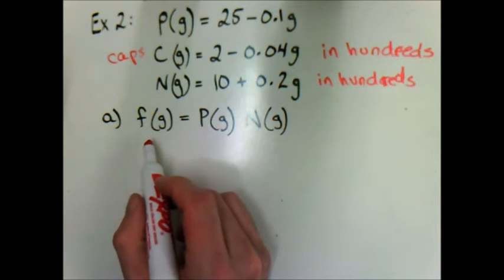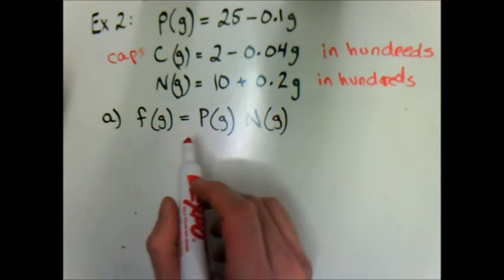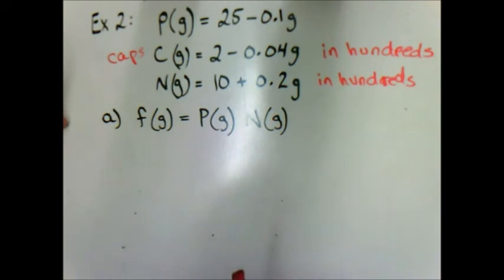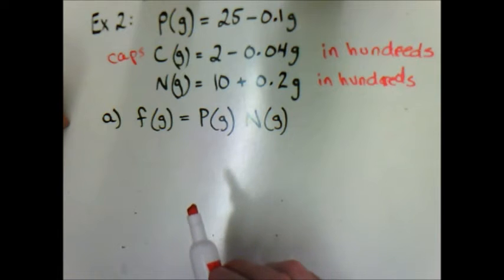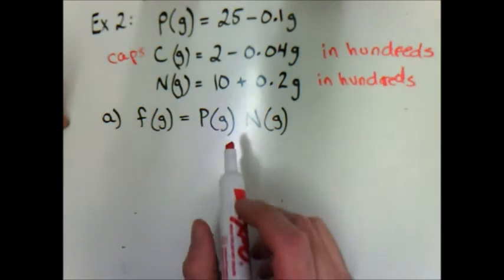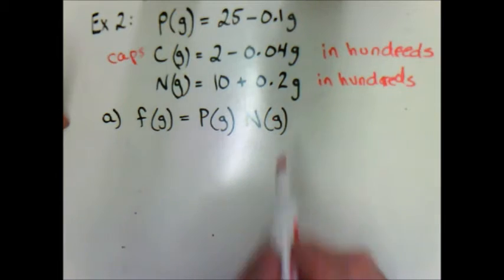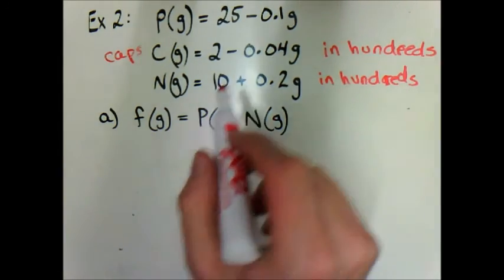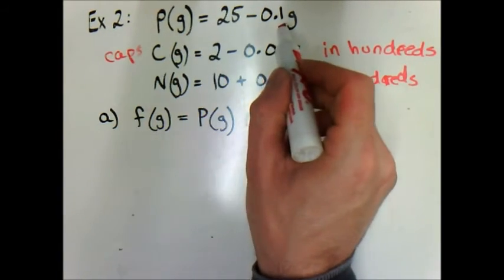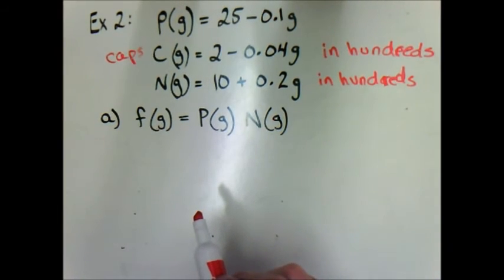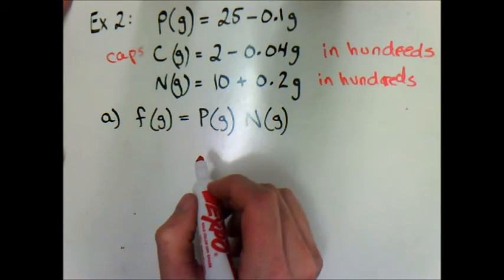And we have a composite function here, f of g. It is equal to p of g times n of g. And we need to simply figure out, before sketching a graph, what does that mean? What does p of g times n of g represent? So p is going to be the price per ticket, and we're going to multiply it by the number of people in the stadium. So it'll be the total money that's coming in, which is called revenue.